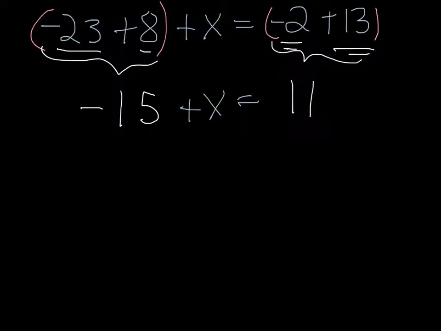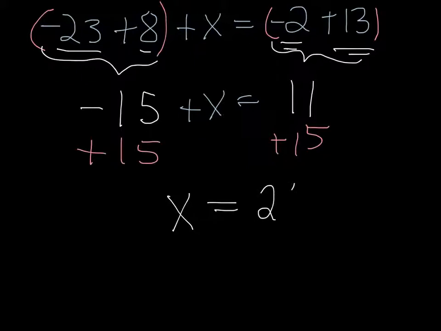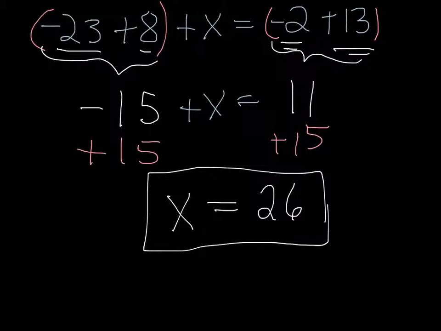So now that I have just one number and one letter on one side and a number on the other, the last step again is to move that negative 15 away from the x. So to get negative 15 equal to 0, what do we need to do? Plus 15, and we have to do it to both sides. So now x is by itself, and now we just have 11 plus 15, which is 26. There you have it.